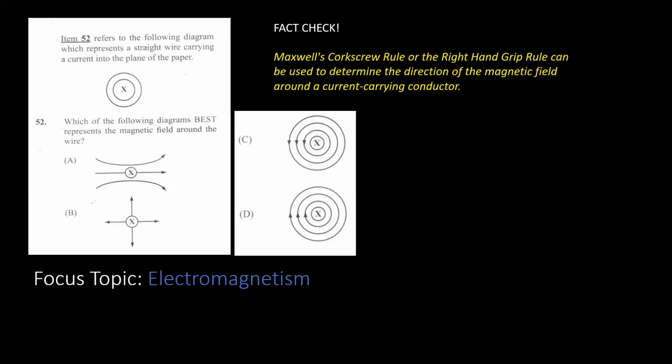So if we use the right-hand grip rule, which is easier for students to draw on, the thumb will point in the direction of the current. So your thumb would point into the screen, and then the fingers, and that's for the right hand, of course, your fingers will coil or turn in the direction of the magnetic field. So if the thumb points into the screen, then the fingers would curl in a clockwise direction. So the only answer that corresponds to this is option D.